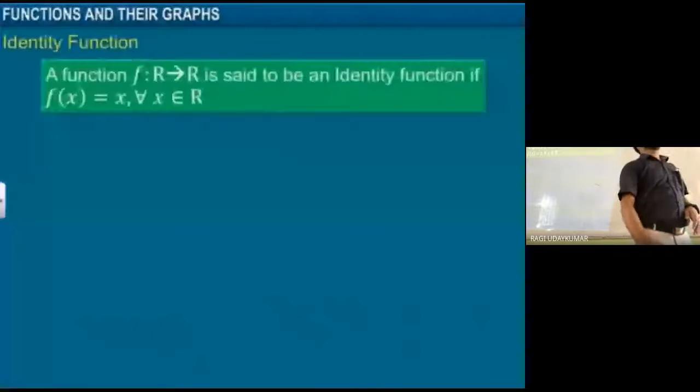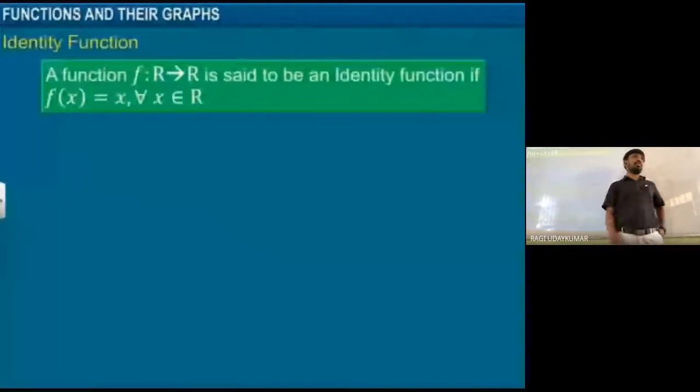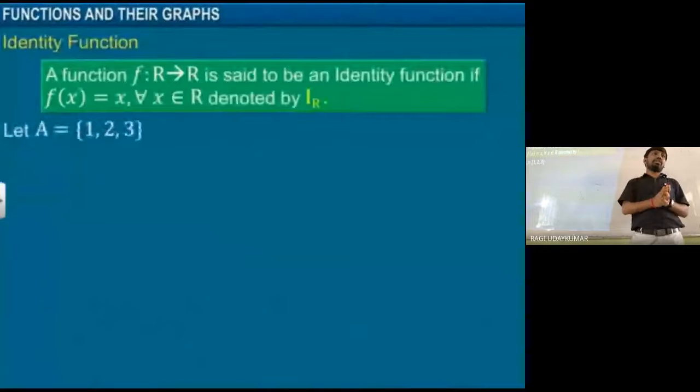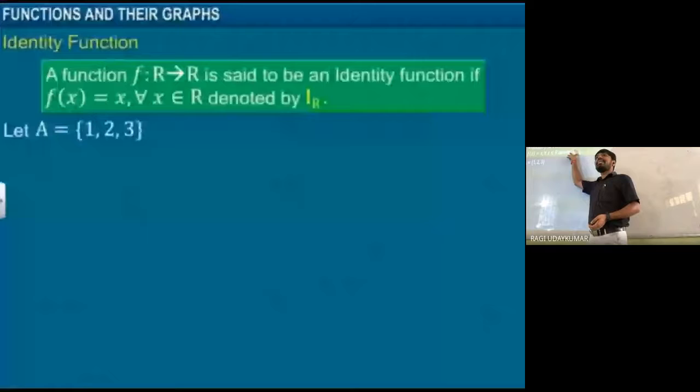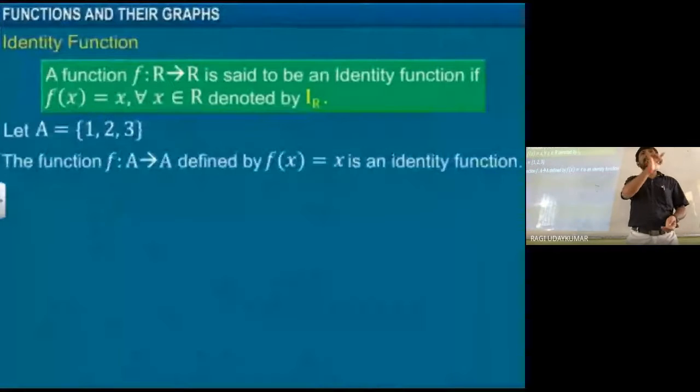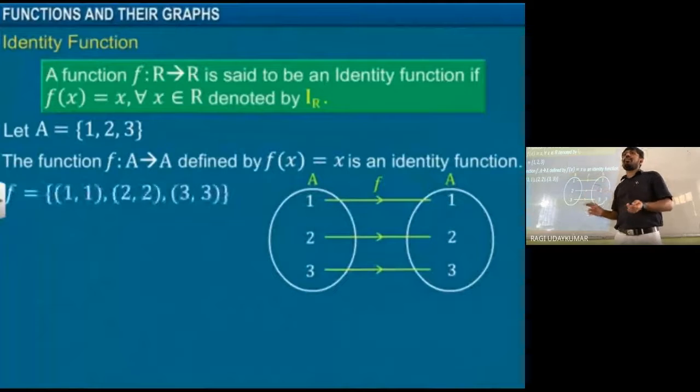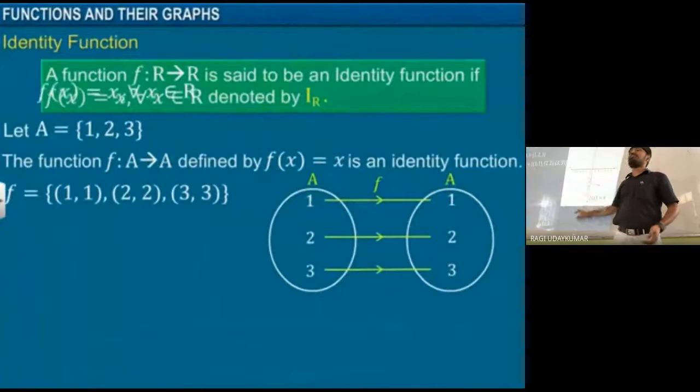Now let us see the types of functions and their graphs. Identity function I already told you: x comma x. 1 is related to 1, 2 to 2, 3 to 3. f of x equal to x, x belongs to the real numbers. It is called the identity function. Identity function is usually represented by I, not f, since functions usually are represented by f. It is defined on real numbers, so it is written I R.